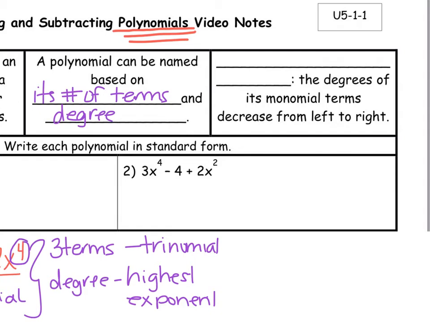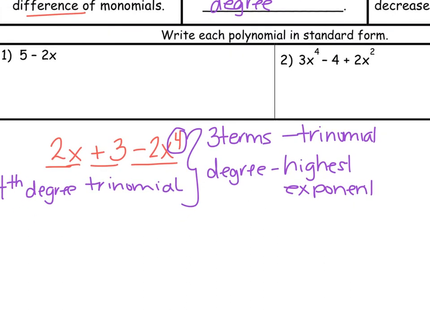Polynomials have a standard form, just like there's the standard form of a linear equation, of an exponential equation, the standard form of writing your answers. Polynomials have a standard form, and we'll go back to that example I had on the bottom. Standard form just means the degrees of its monomial terms decrease from left to right. So what does that all mean? So let's go back to this example.